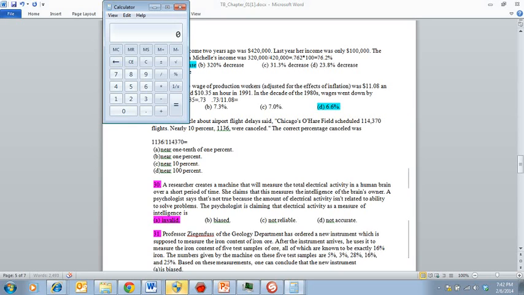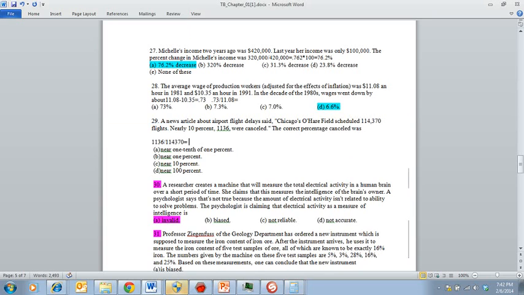Let's get that answer first. 1136 divided by 114370. 0.0099 times 100 is 0.99. So the actual percent is 0.99%. So not even a whole percent, but near 1%. Okay, the next number up would obviously be 1%. All right, 30 we've already done.